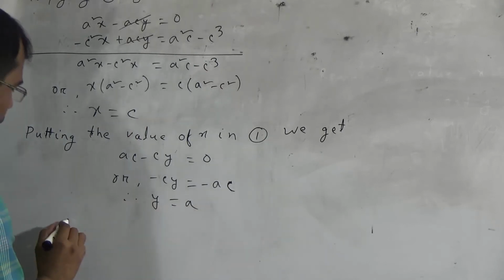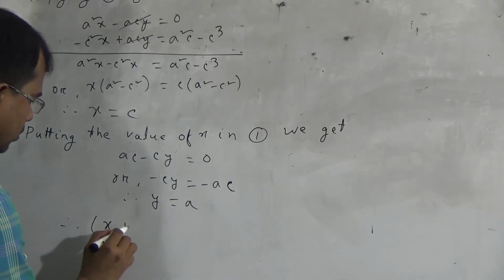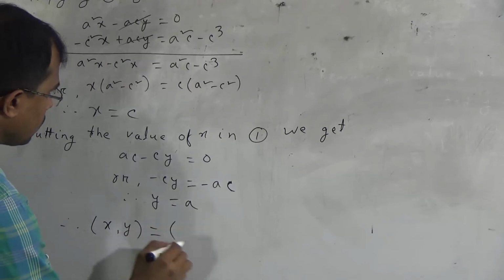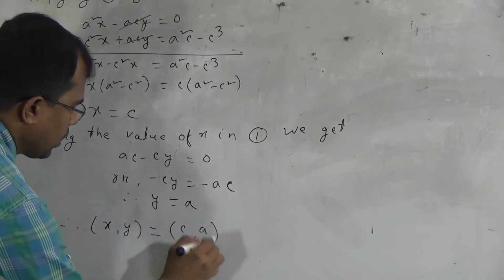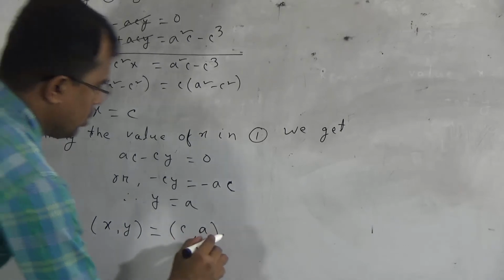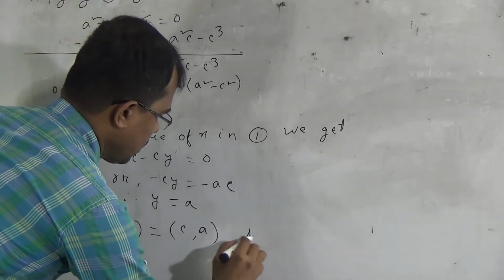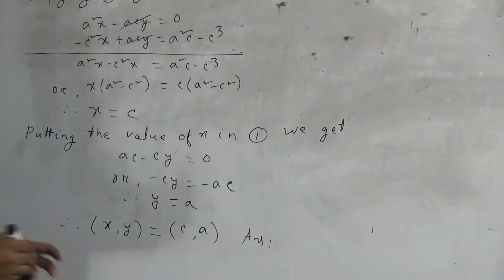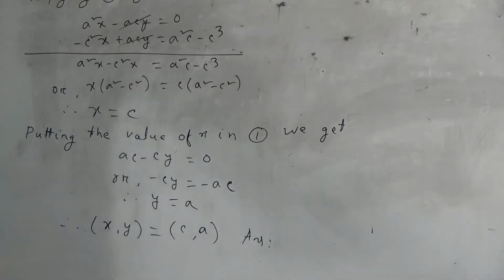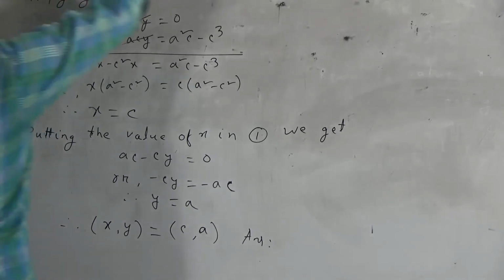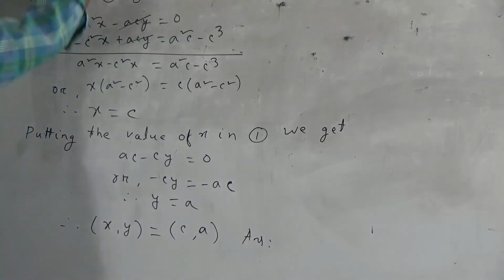Therefore x comma y equal to C comma A. This is the answer. Dear students, we have solved question number 7 sub number 2. Now we will solve question number 8 sub number 2.